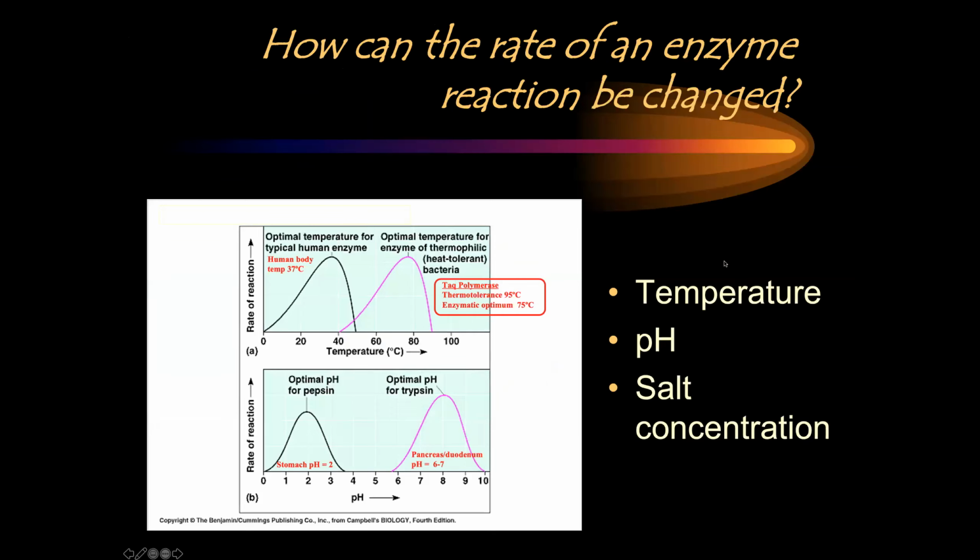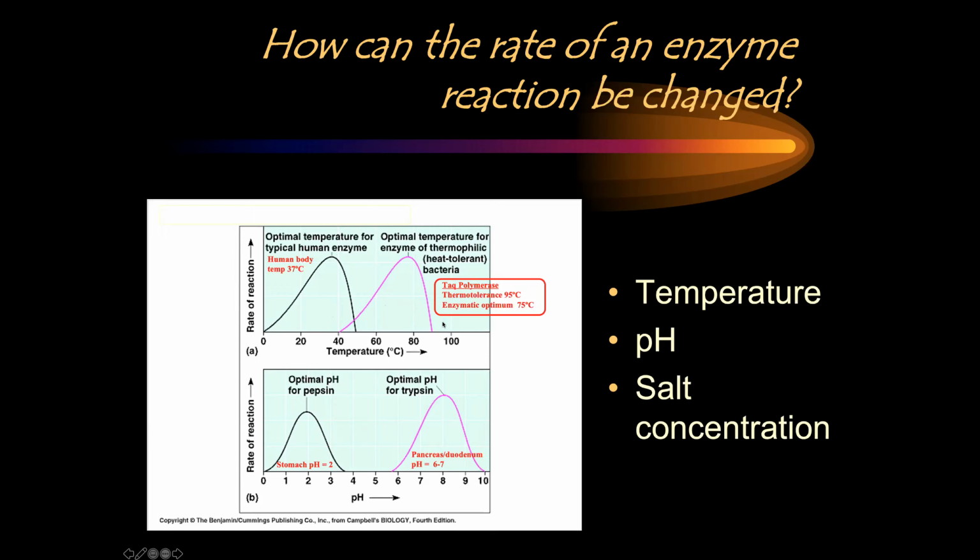But what are the things that change the rate of a reaction? The temperature, the pH, and the salt. So the same things that will denature an enzyme can change the rate of a reaction. On the left, we have two sets of graphs. At the top, we're measuring the rate of reaction plotted against increasing temperature from 0 C to 100 C. Now, a human body is 37 degrees centigrade. The optimal temperature for the typical human enzyme is 37 degrees centigrade. So the enzymes in our bodies are fine-tuned to function best at the temperature of our bodies.